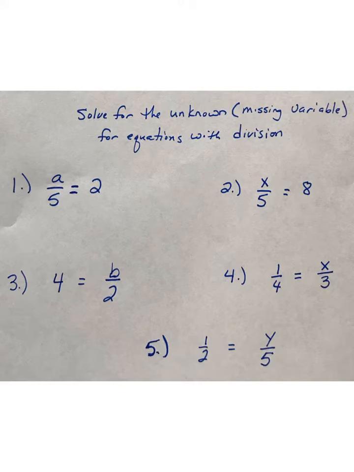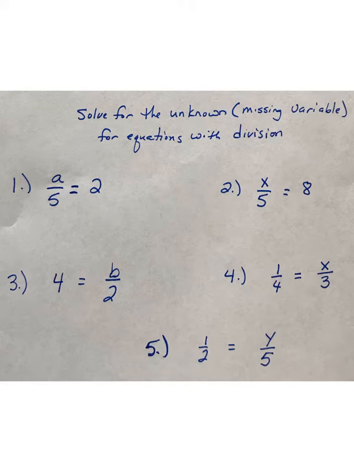For this final one, you're solving for the unknown for equations that have division in them. When you see a sign like this, or you see a over 5, that really means a divided by 5. It's like a fraction. So a divided by 5 equals 2. Much easier to write it this way.